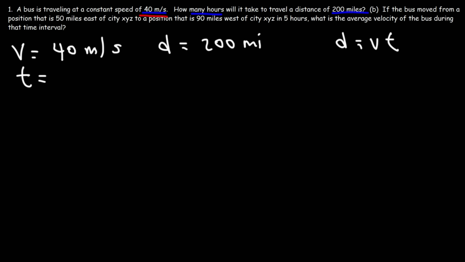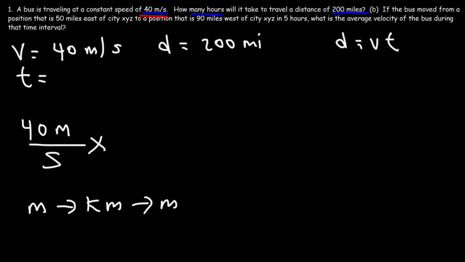So let's go ahead and convert 40 meters per second to miles per hour. So let's get an overview of how we're going to do this. Let's convert meters to kilometers, and then kilometers to miles. And then we're going to convert seconds to minutes, and then minutes to hours.